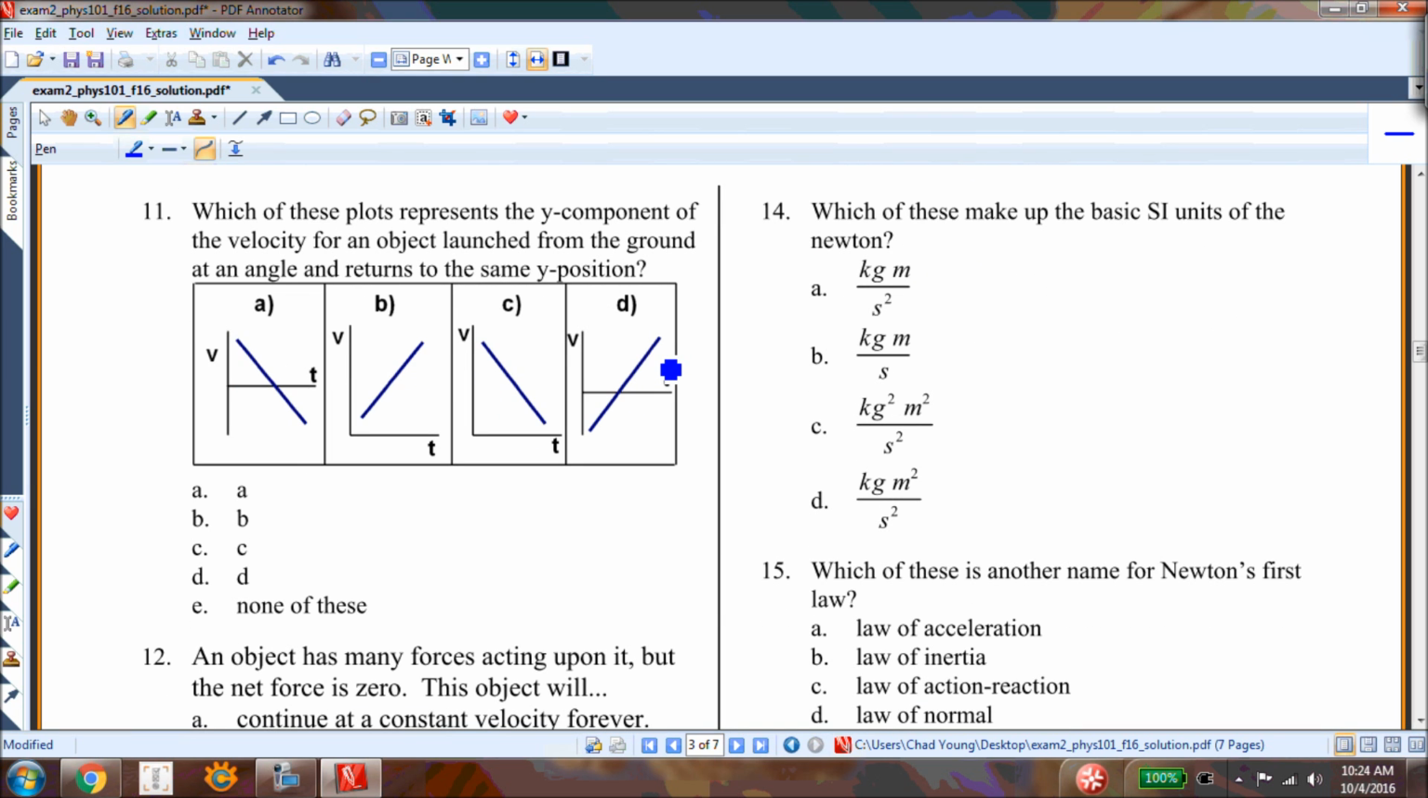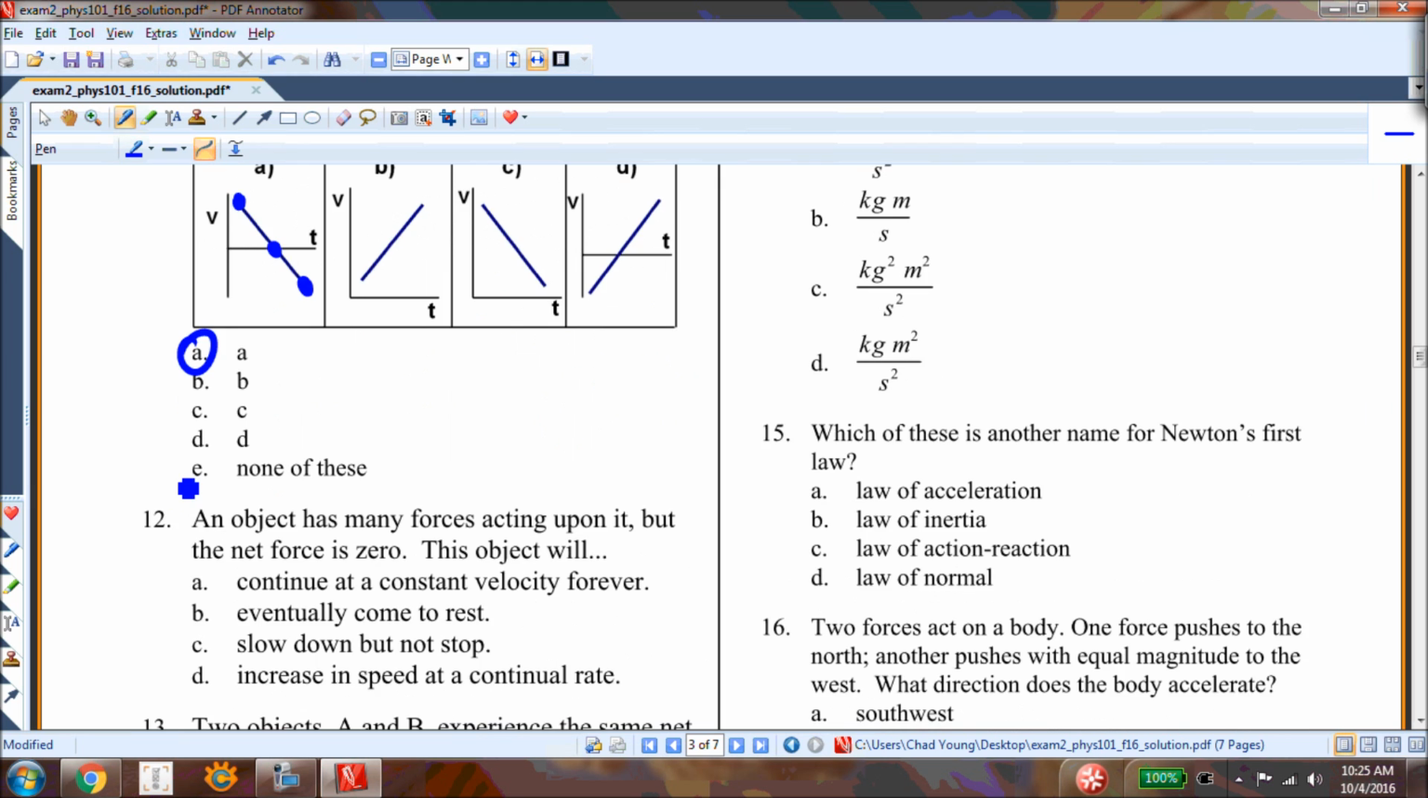Which of these represents the y component of the velocity for an object launched from the ground at an angle and returns to the same y position? Okay, I'm going to start at a big positive velocity, go to 0, and go to a big negative velocity. So A is the right answer.